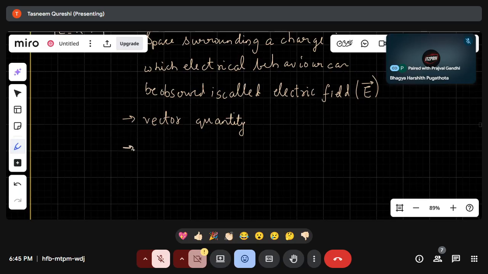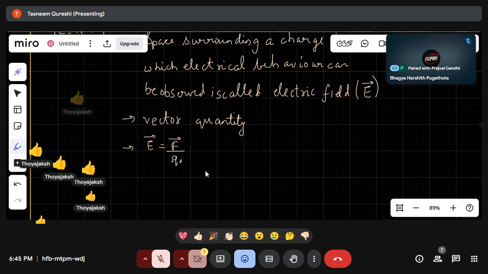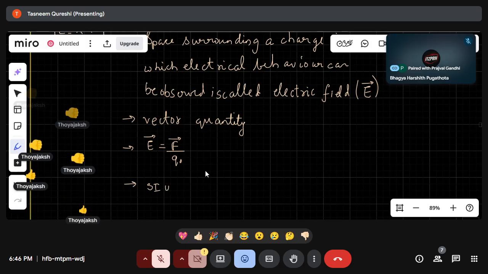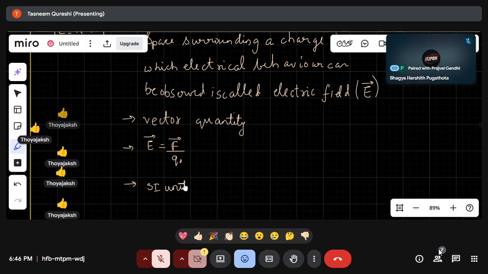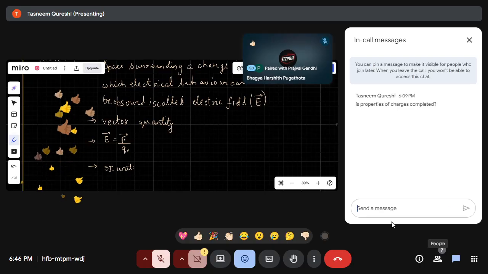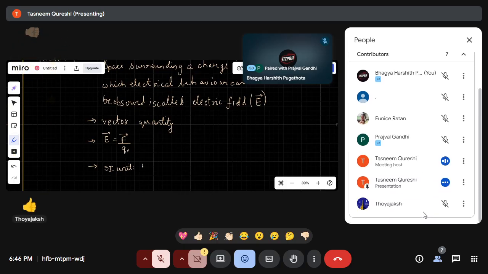And it is given like this. E vector is force vector divided by Q0. Okay, and then its unit should be what? Can anybody tell me its SI unit, please? What is force ka unit, people? Newton. And what is charge ka unit? Coulomb. So its SI unit is going to be Newton per Coulomb, or you can write it like this: Newton Coulomb C raised to minus 1.